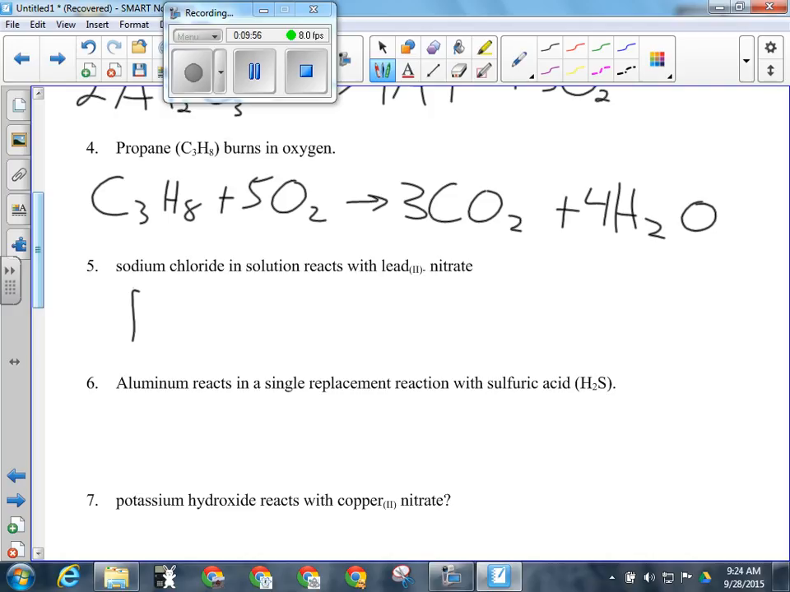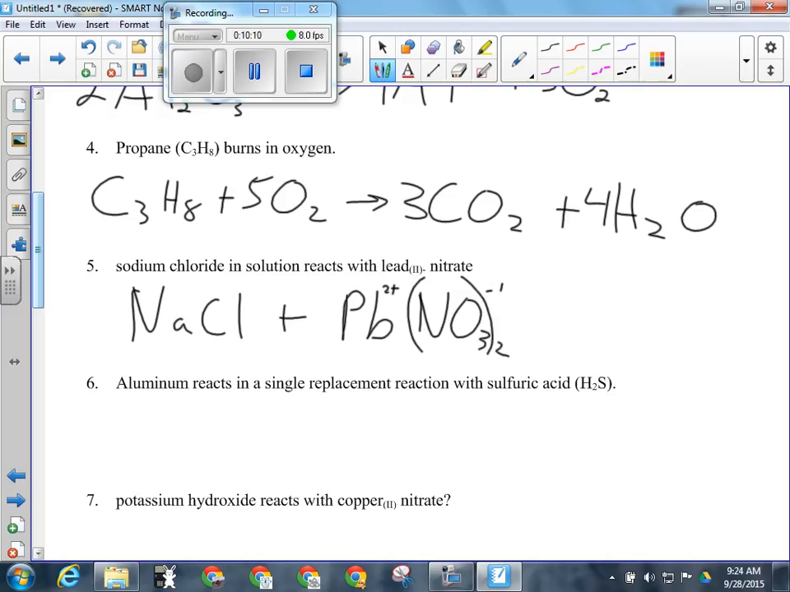All right, sodium chloride, NaCl, reacts with lead 2 nitrate, Pb 2 plus nitrate. That's a -1, so I'm going to need brackets around that one. Wow, I made that way too big. I'm going to run out of room here. What kind of reaction is that?